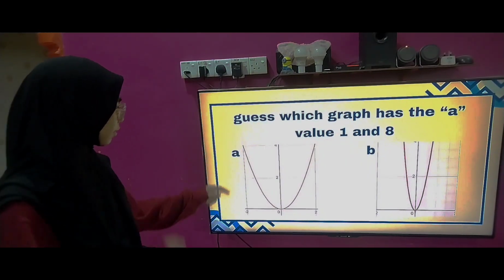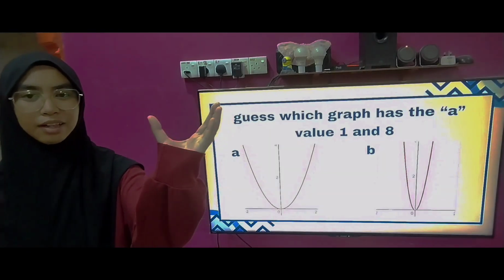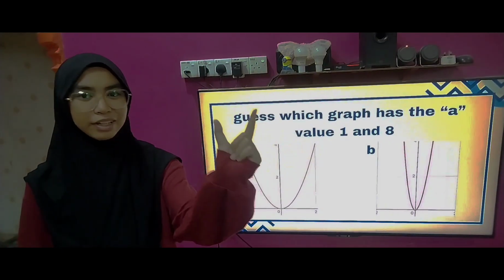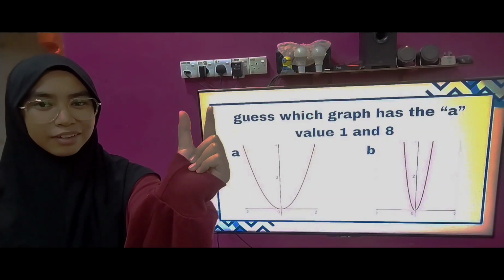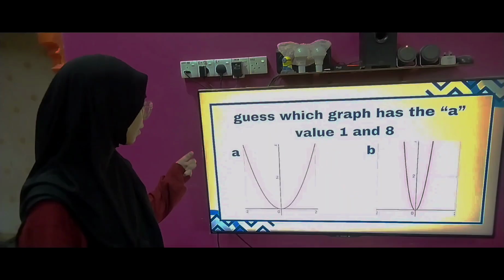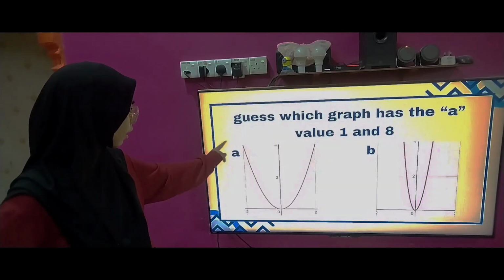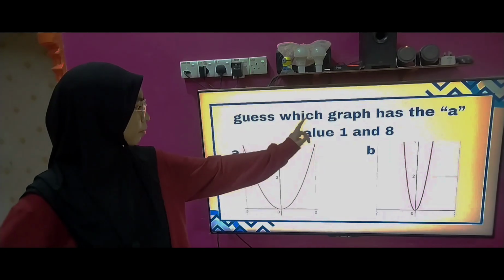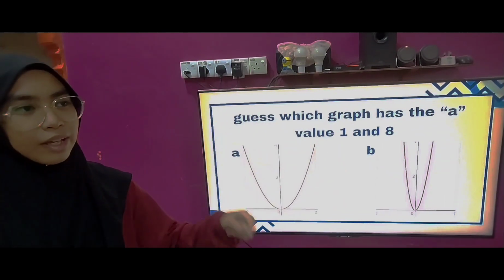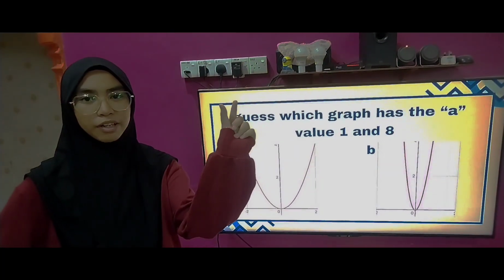So to conclude, when you see this graph, the arc is very wide, while graph B is very narrow. The graph is very narrow, while graph A is a bit wide. So that means the value of A for graph A is 1, while for graph B it is 8. It means that the more positive your A is, the narrower the graph becomes.